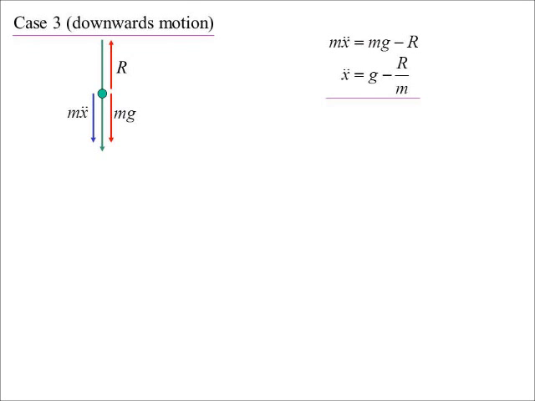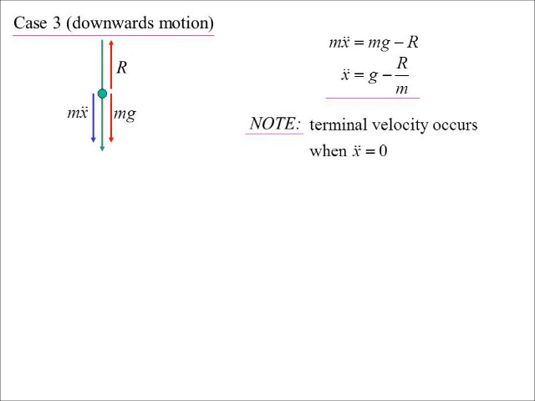Downwards motion. This time I'm going to define down to be positive. I always like to make the direction in which I'm travelling positive. So gravity, that is going down, is now going to be a positive force because it's in the same direction as which I'm travelling. But resistance is always in the opposite direction. So this time we'd get an equation like mg minus R, divide through by mass, and there we go.